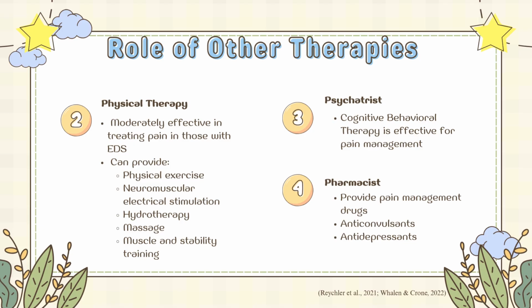This is important to relate to OT and to physical therapy because making sure that the client is seen as their whole body is important. And lastly, a pharmacist is able to come in and provide pain management drugs, anticonvulsants, and antidepressants. And again, that'll help all of these therapies work together as a multidisciplinary team.